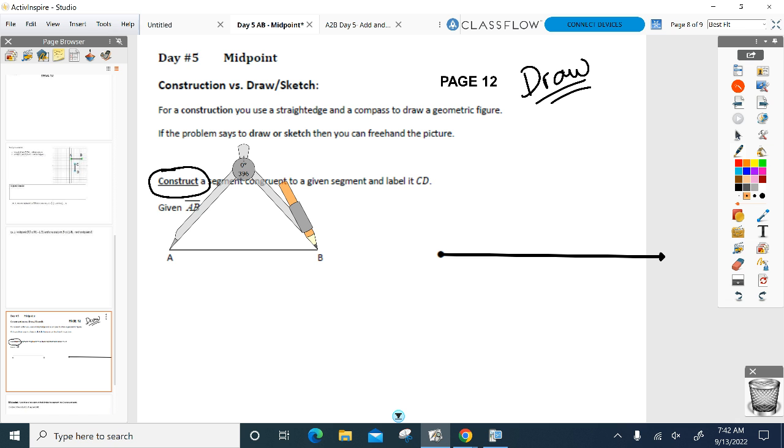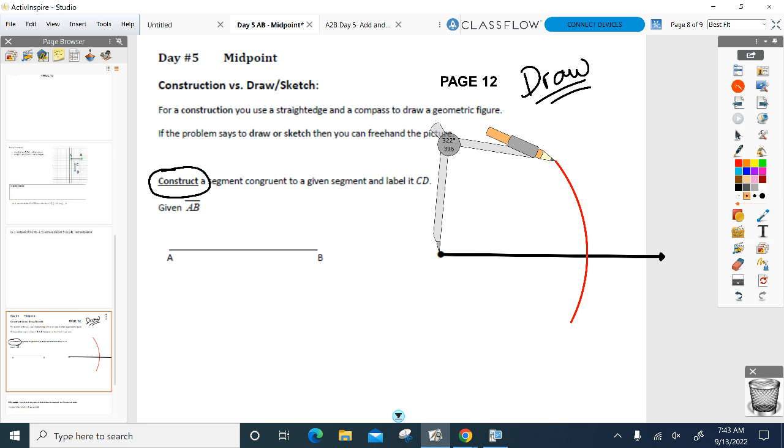Then you're going to come over to your ray. Put the end of your compass, the point part, on the endpoint. And here's your first time doing this. Watch me do it first. You are going to make an arc through your ray. Take a look. Okay, you're going to make an arc. I'll do it again, through your ray.